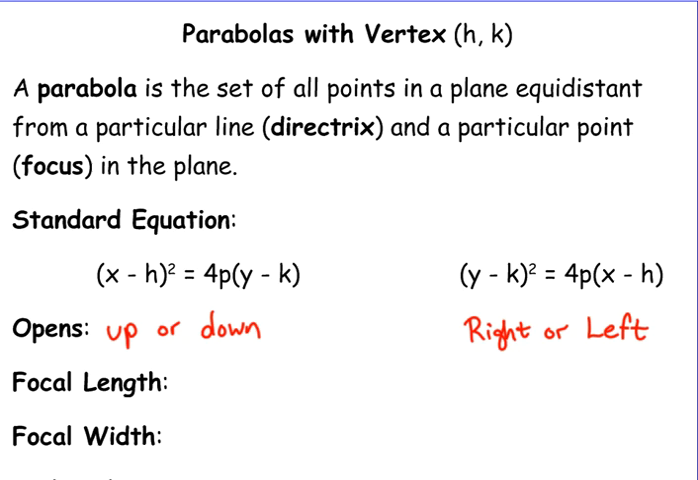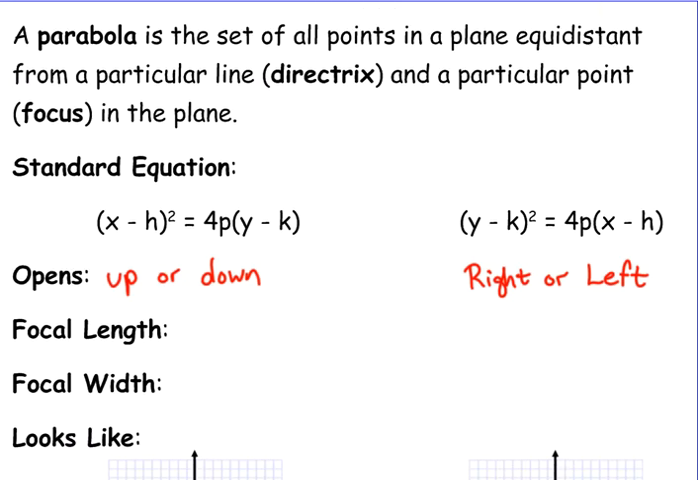Now, notice there are some variables in this equation that we're not used to. Now, h and k, you may have put a parabola in vertex form before, so that gives you the vertex, but you've probably never seen that p in there before. The p is our focal length. That is the distance from the focus to the vertex.